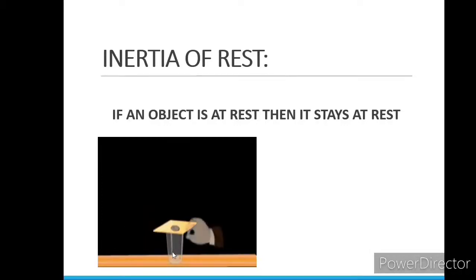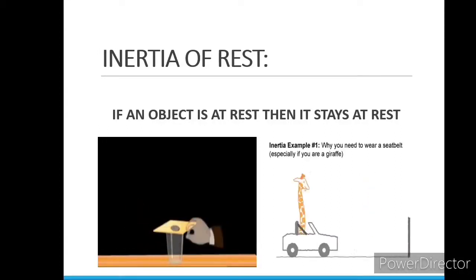It happens because the coin is at rest and you are applying force to the cardboard. Cardboard was also at rest, but when you applied the force to it, it started to move. But there was no force acting on the coin. So the coin, which does not experience any force, will stay in the same position, but due to the pull of gravity, it will start to fall into the glass tumbler kept below it. This is a very important example of inertia of rest.